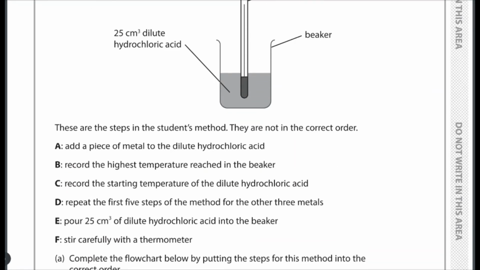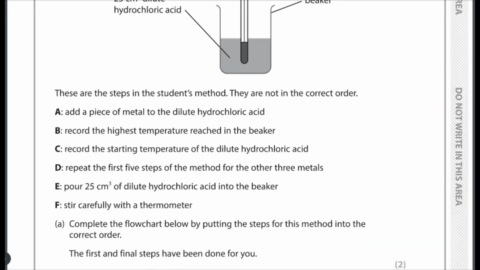These are the steps in the student's method. They are not in the correct order. Let's look at the terms that they have given. Add a piece of metal to the dilute hydrochloric acid. Record the highest temperature reached in the beaker. Record the starting temperature of the dilute hydrochloric acid. Repeat the first 5 steps of the method for the other 3 metals. So that must be the last point, of course. Pour 25 cubic centimeters of dilute hydrochloric acid into a beaker. Stir carefully with the thermometer.